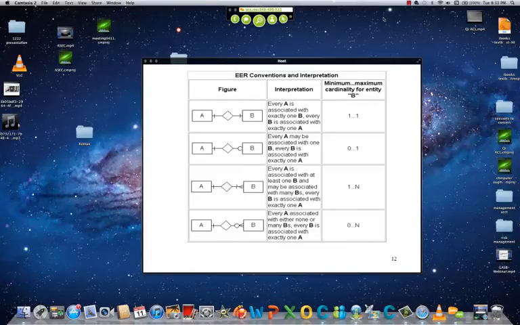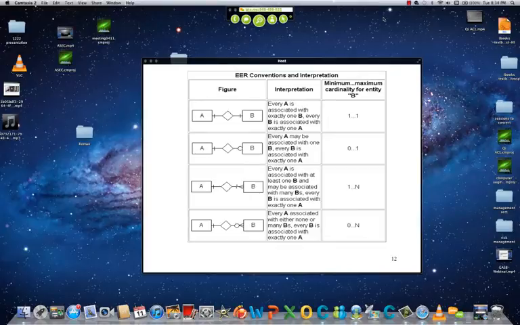Yes, this is correct. A may or may not be associated with 1 B. Either it is associated with a B or not. Look if there is a crowfoot or not. If there is a crowfoot, then it's many. If there is no crowfoot, then 1. So if you have a crowfoot, it means many. If you don't have a crowfoot, it means 1. So at this point, you don't see a crowfoot, right? So it's 1.